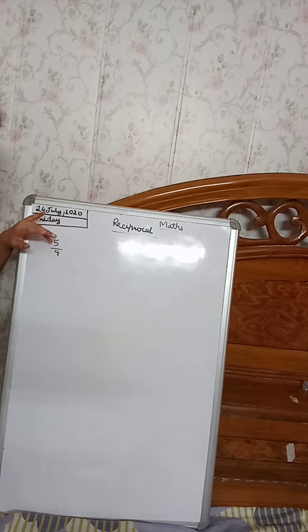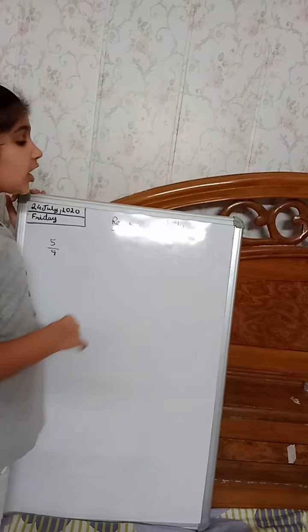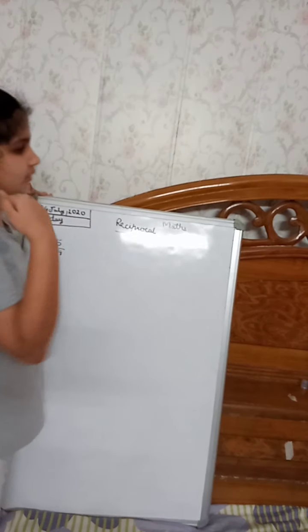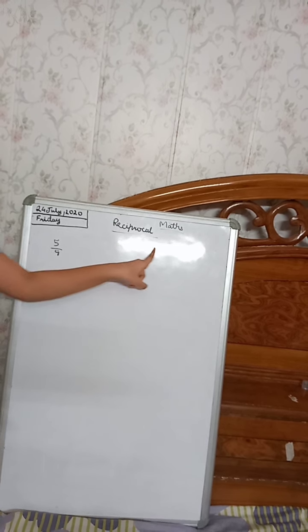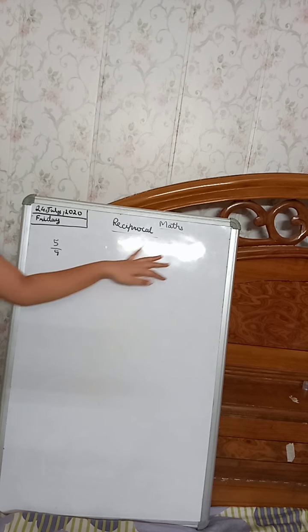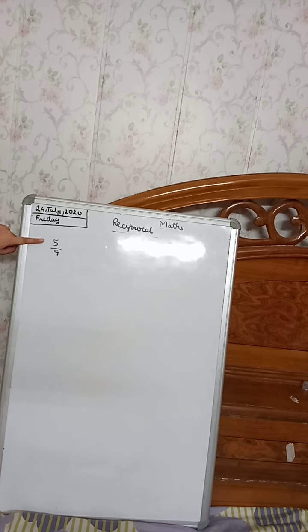Hello everyone. Today we are going to do a new topic of maths, that is reciprocal. Reciprocal can be done with proper fraction, improper fraction, mixed fraction and a whole number also. So I will tell you how can we convert a proper fraction into a reciprocal. One by one we will learn how we can convert a proper fraction, improper fraction, mixed fraction and whole number into a reciprocal. So let's start with this proper fraction.